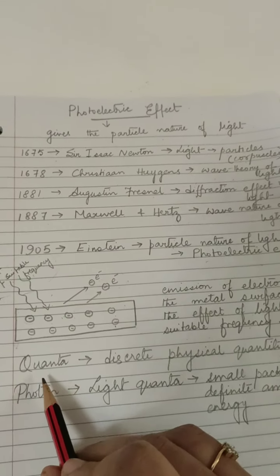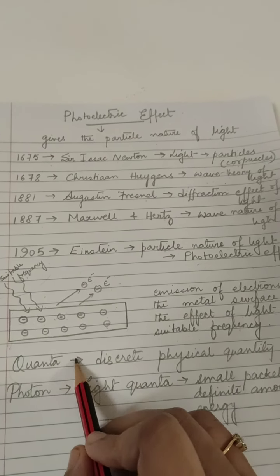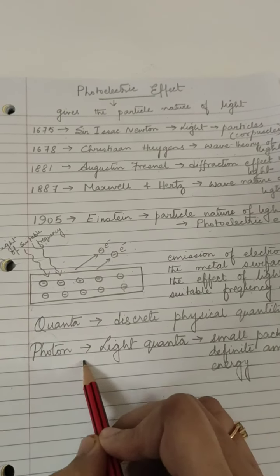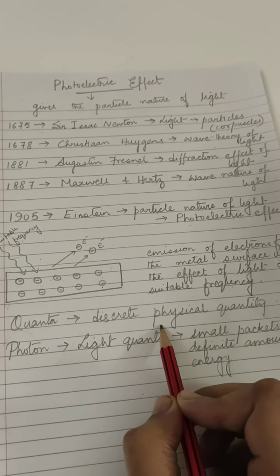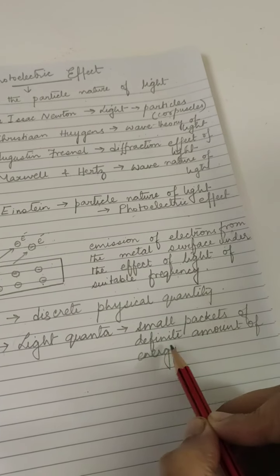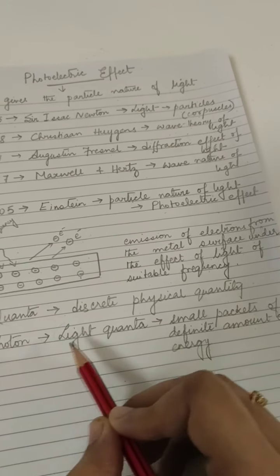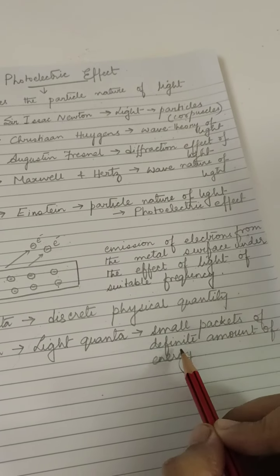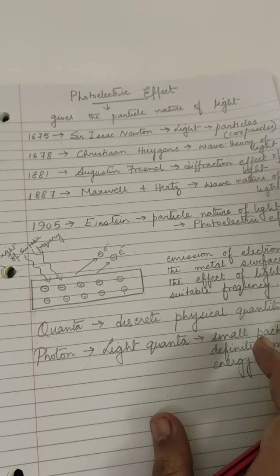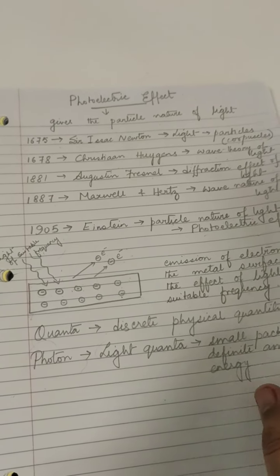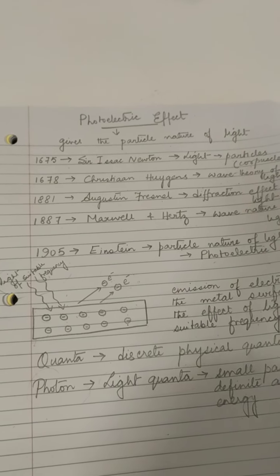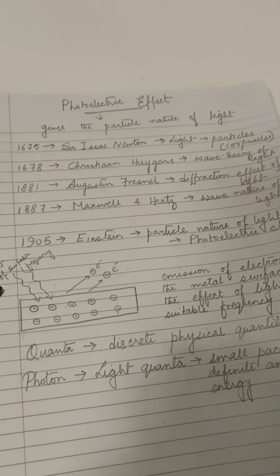Now, what do you mean by the term quanta? It means discrete physical quantity. Photon is a light quantum. It is a small packet of definite amount of energy. Now we are going to summarize the photon picture of electromagnetic radiation, or photon picture of light. Okay, there are certain important points.